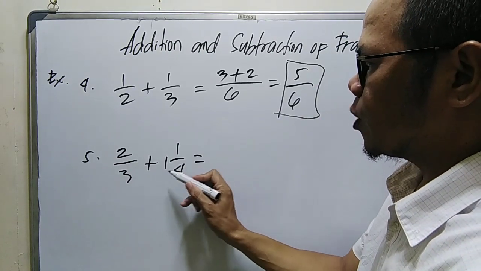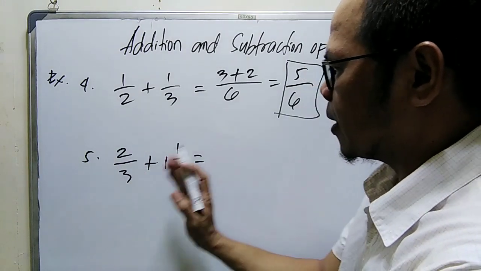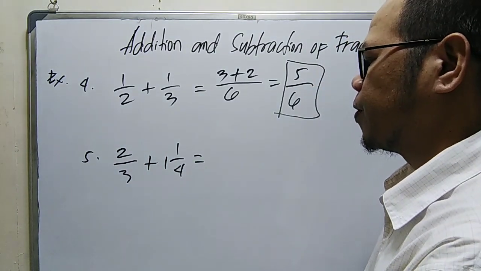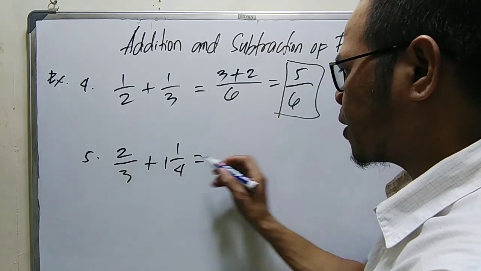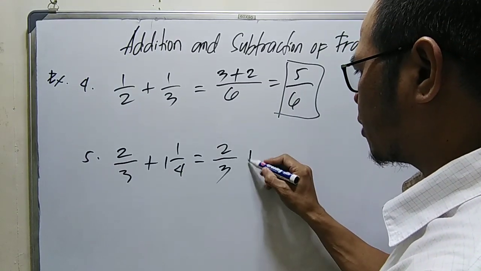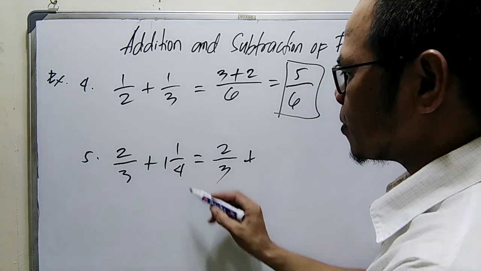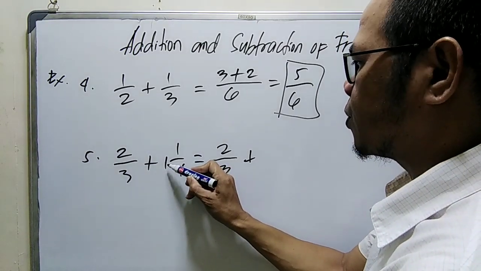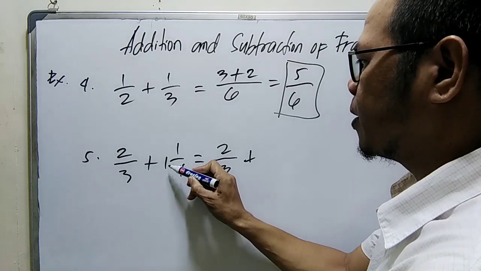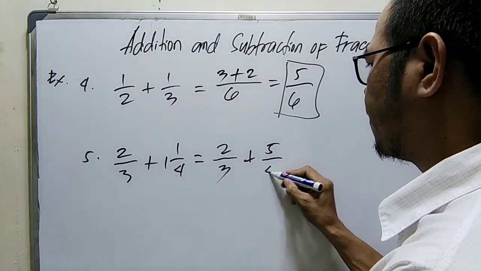2 third plus 1 and 1 fourth. Okay? May isang proper fraction at isang mixed number. So, ang gagawin natin dito, kopyahin muna natin yan si 2 third. Hindi na muna natin yung galawin. Then, itong si mixed number, gawin natin yung improper fraction. Okay? 4 times 1 is 4 plus 1 is 5 over 4.